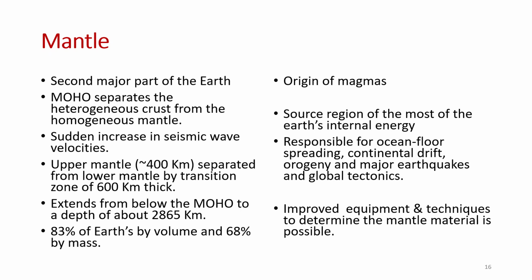The second major part of the Earth is the layer known as the mantle. The Moho, or Mohorovicic discontinuity, separates the heterogeneous crust from the more homogeneous mantle, and it is marked by a sudden increase in the velocities of seismic waves. The upper mantle, to a depth of about 400 kilometers, is separated from the lower mantle by a transition zone, which is around 600 kilometers thick.